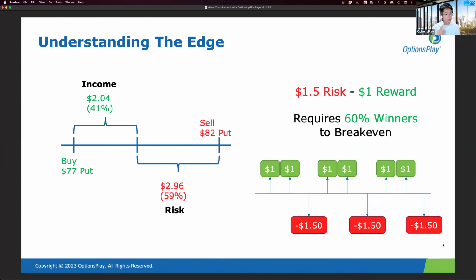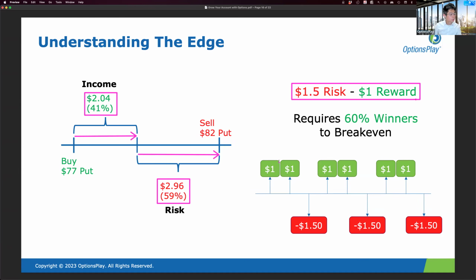Because in the example that I showed you here in Alibaba, when we sold the $82 put and bought the $77 put, we didn't just collect $1.66, we collected $2.04, which means that for every $2 that I can potentially make, I'm risking $2.96 on the back of that. That gives me a risk-reward ratio of about 1.5 to 1. If I have two winning trades where I win $1, and one losing trade where I lose $1.50, now I can potentially be a profitable trader and have a positive expected outcome.